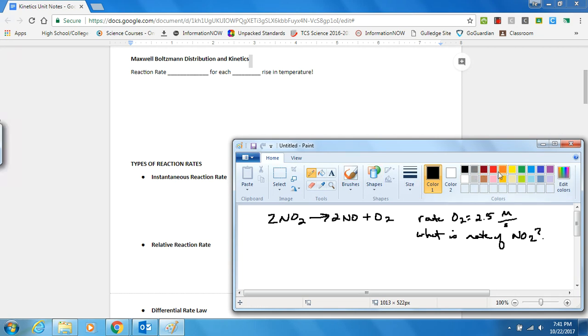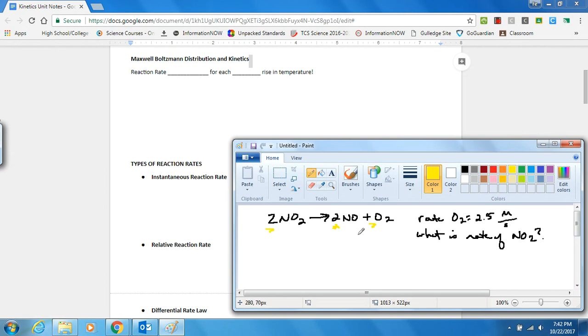So what is the relationship between NO2, NO, and O2? We have a 2 to 2 to 1 relationship. This also goes back to that graph, how we were saying, why is O2's graph, the increase in concentration over time, half of that of NO's? Because of that 2 to 1 relationship. So now, rather than just talking about it conceptually, we're trying to figure out exact values of those reaction rates. Relative reaction rate is if I have the rate of one thing in a reaction and I want to find the rate of something else in that reaction.